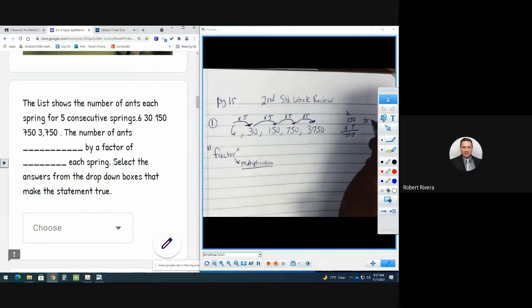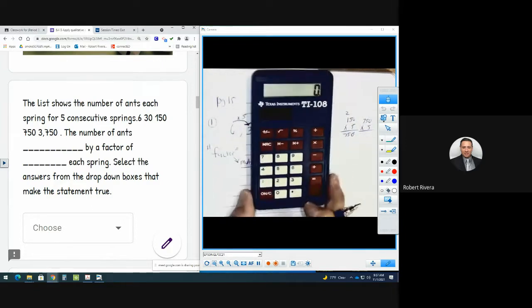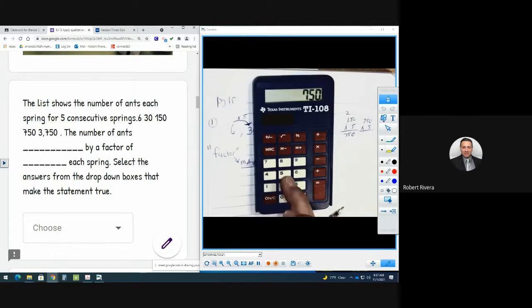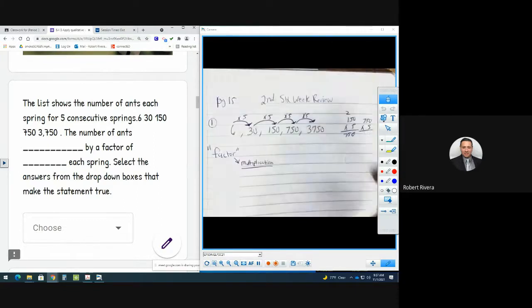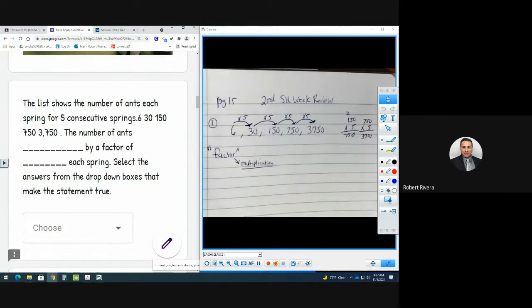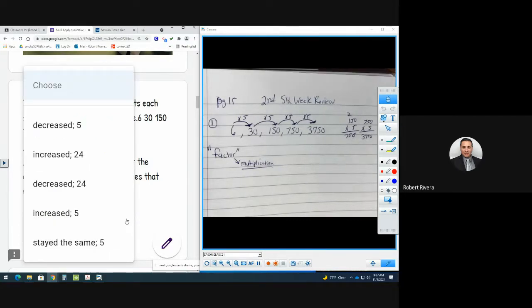Might as well check that one. This time I'm just going to use the calculator so I can show the calculator kids. 750 times 5. Yep, it matches, 3750. So I know that the factor is 5. So that's for sure. Now, I'm going to click on my drop-down menu. Did it decrease? No. Did it increase? Yes. By a factor of 24? No. Did it increase by a factor of 5? Yes. That's the answer.